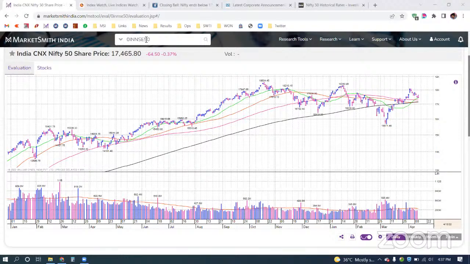Mayuresh, you wanted to add something? Sure, Vakar. Can you put the Bank Nifty chart up as well? Guys, am I audible in the first place? Yes, Mayuresh, you're audible. Sure.